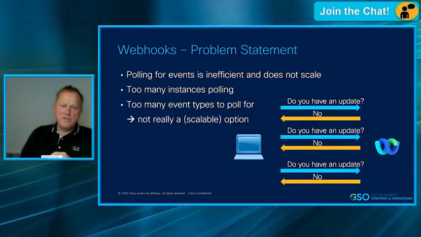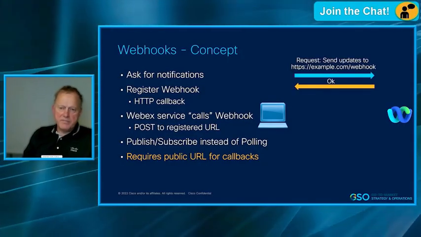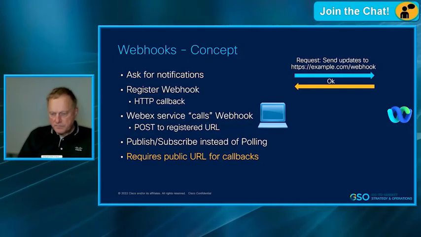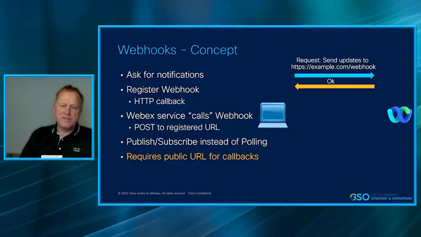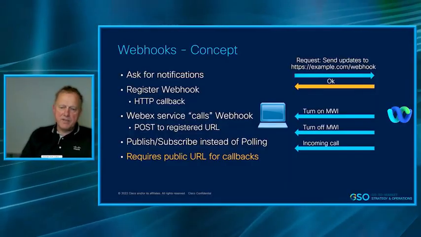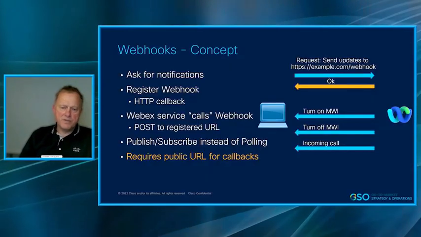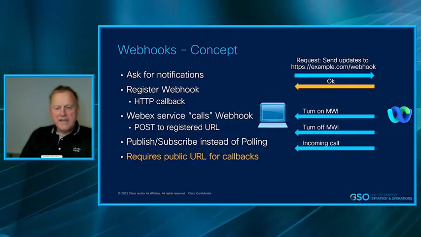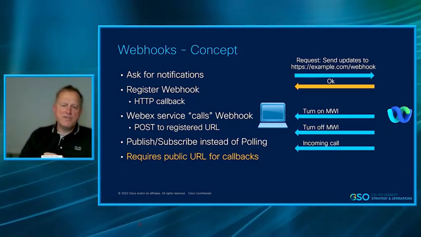And the concept that solves this problem is the webhook. What you do with the webhook is you call an API endpoint with a request, and request that the cloud, or Webex in this case, sends you updates for certain events, right? And then you get a positive response. And then whenever the event occurs, Webex calls you back with an event. And these events in the calling context could be like turn on MWI, or there's an incoming call, or whatever happened, right? This callback is, from the Webex perspective, a POST to a registered URL.